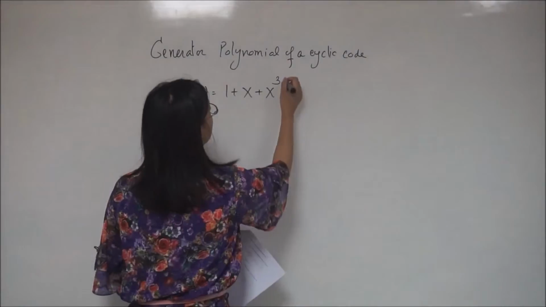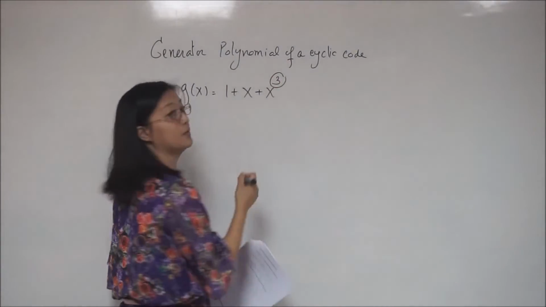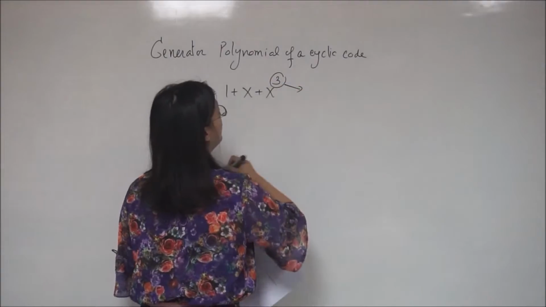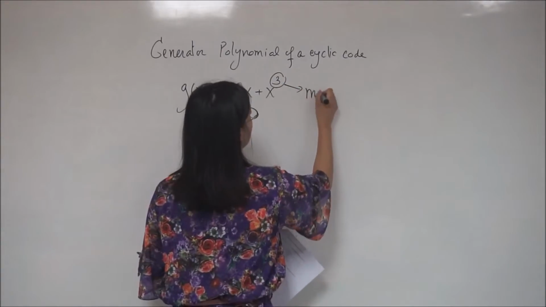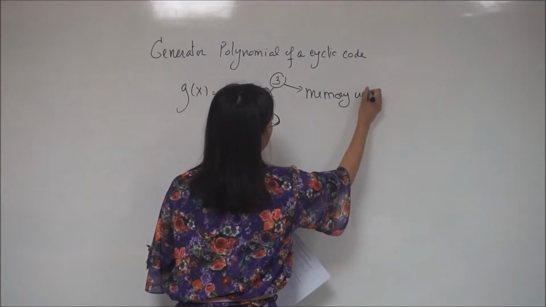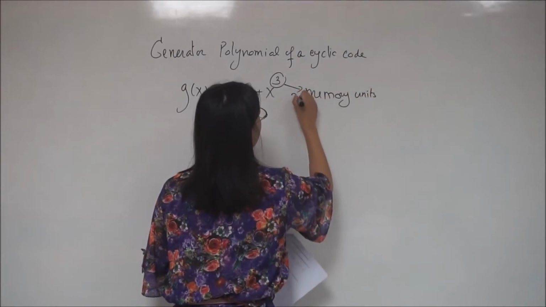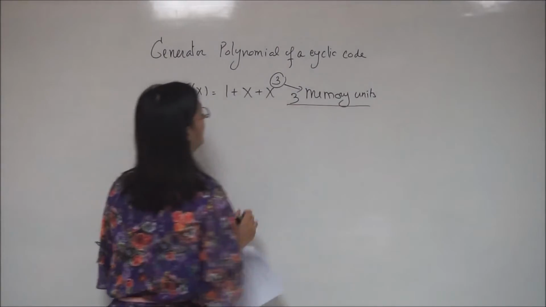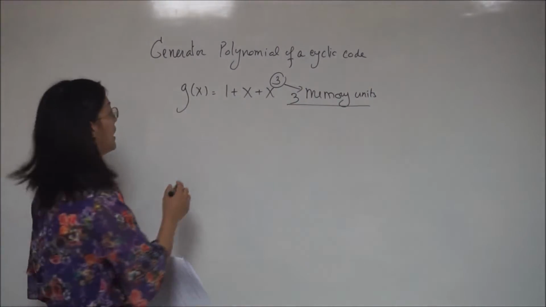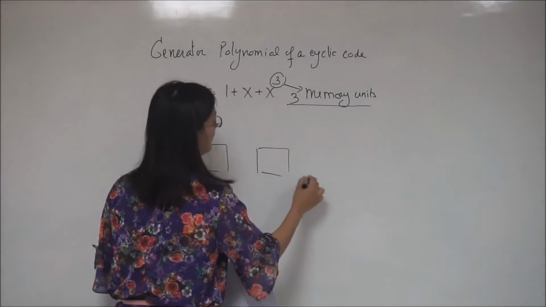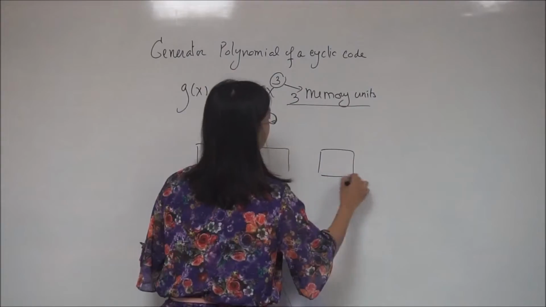Now notice the degree of the generator polynomial. The degree is 3. This means that you have three memory units. So what you do is that you draw the memory units first. We have 3 memory units like this.